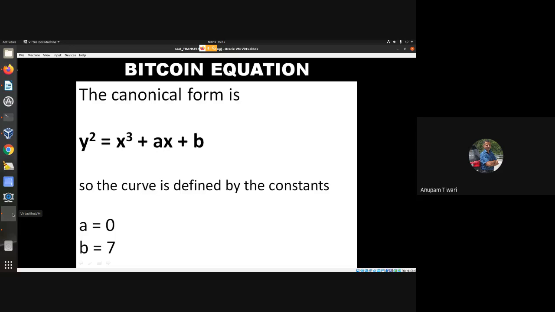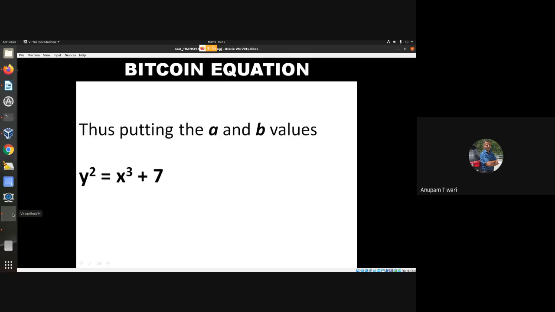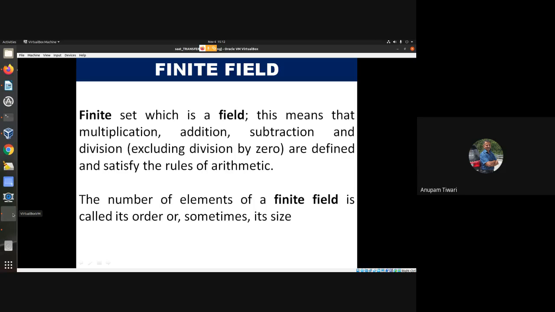So okay, now this I have already given you in the a equal to 0 and b equal to 7 part. So the final equation of Bitcoin that moves for the ECC cryptographic part is y square is equal to x cube plus 7. Now finite field. Now just one slide on what a finite field is, then I'll show you some calculations.